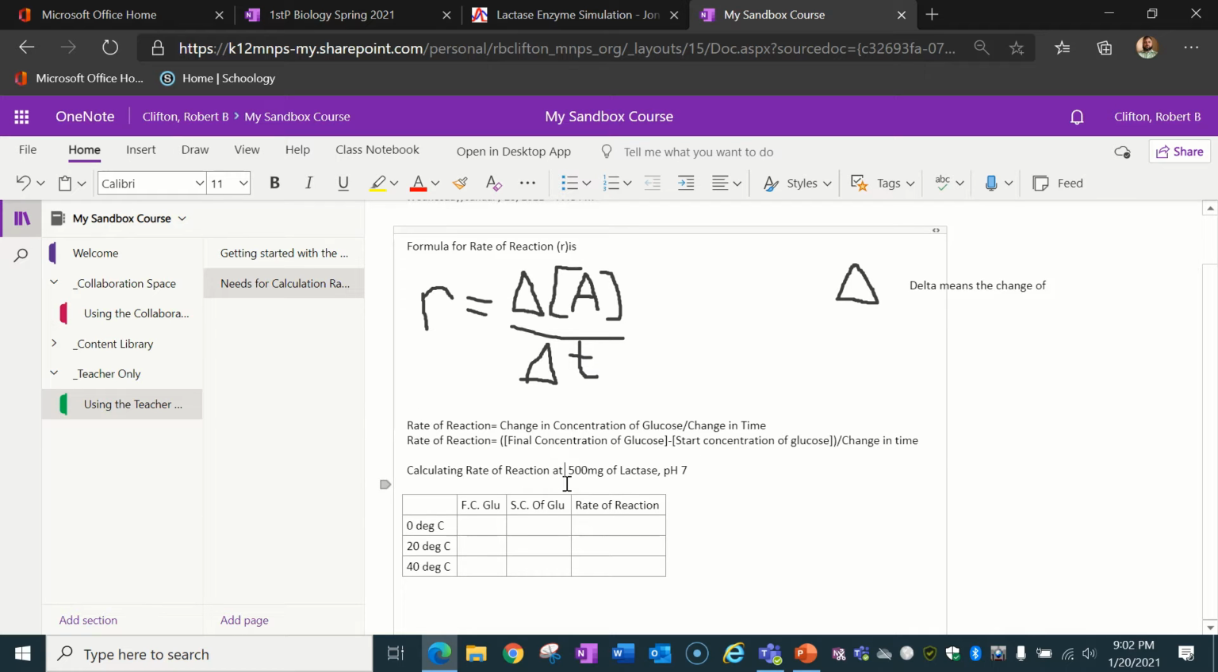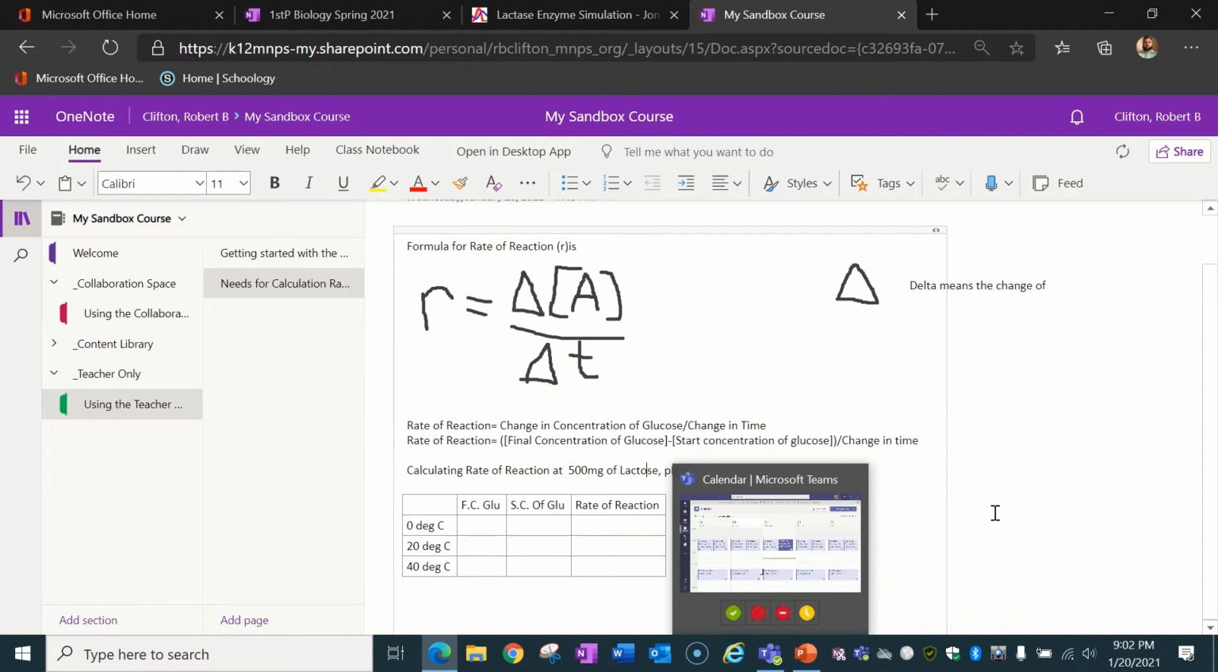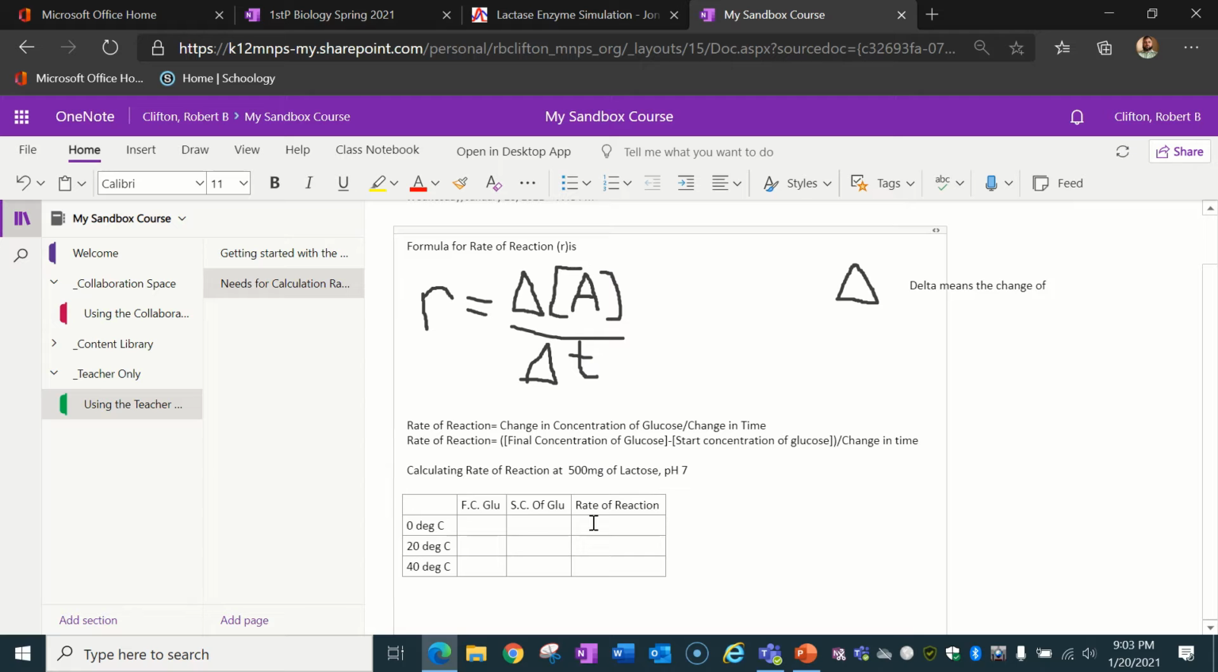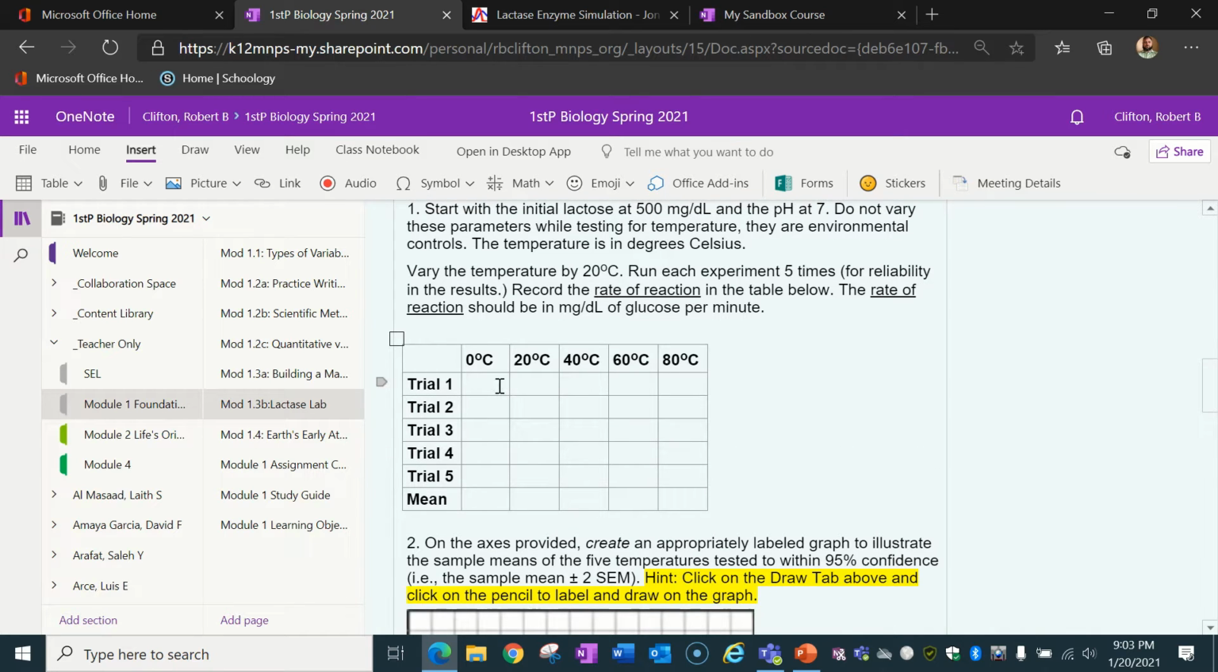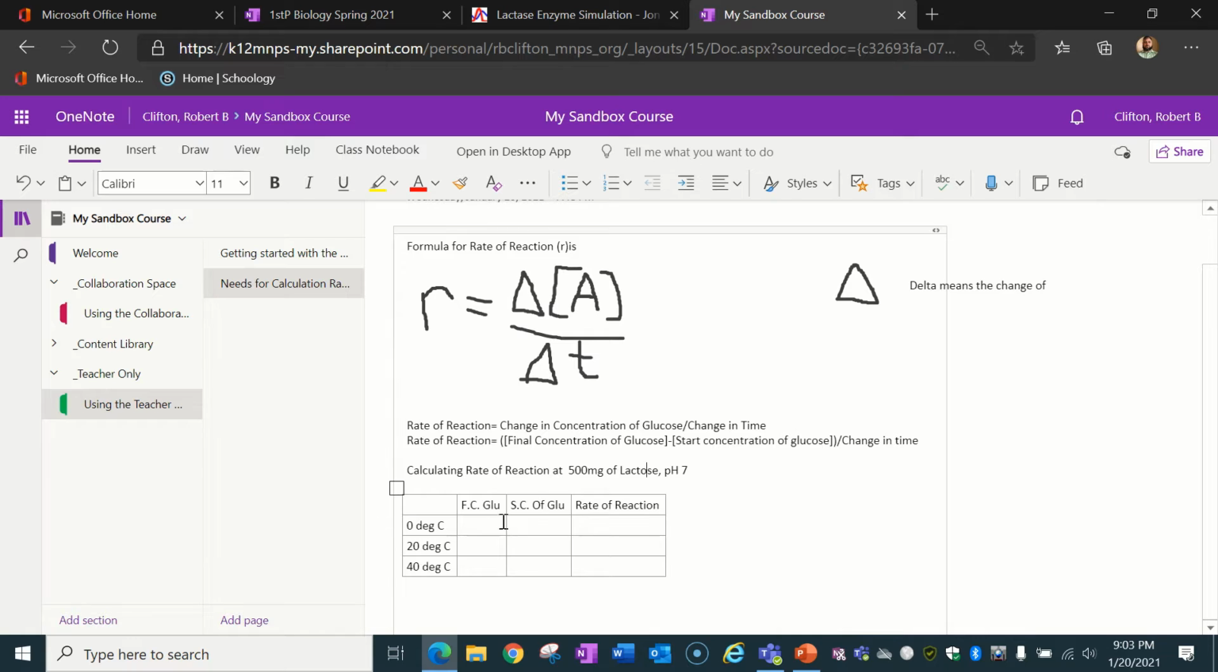So we're gonna keep the amount of lactose the same at 50 milligrams. And we're gonna keep the pH the same, at a pH of 7. We're just gonna play around with 0 degrees, 20 degrees, and 40 degrees. Now, what's different in this chart than the chart that you have for your activity is that it only asks the rate of reaction. So when you go to do the reaction itself through the simulation, I would draw out a chart or make a chart similar to this.